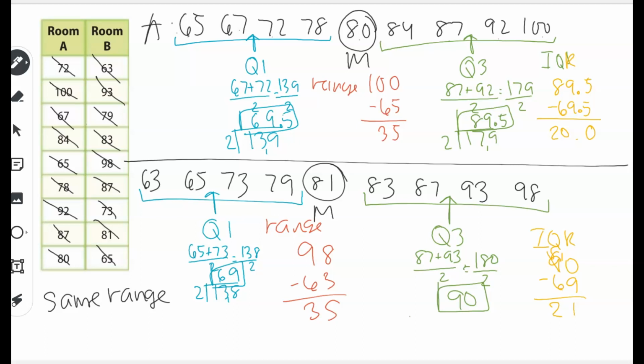So overall, I could say things like the quartiles are very similar. The range is the same. The interquartile range is very close to each other. The medians are very close to each other. So these data have a lot of similarities, but they do have a slight difference in the quartiles, the median, and the interquartile range, but they're pretty close to each other.